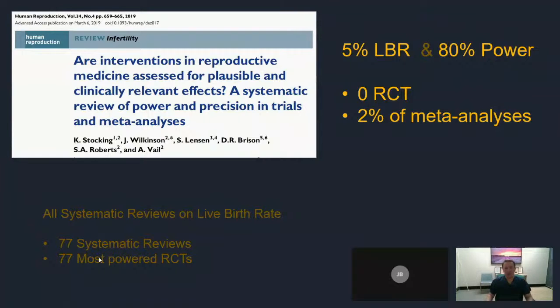Then you may say, okay, what about meta-analysis? We can pool all of this and have a great power. But again, they found that only 2% of meta-analyses were sufficiently powered after pooling all these RCTs in this particular field of research. 98% weren't sufficiently powered.